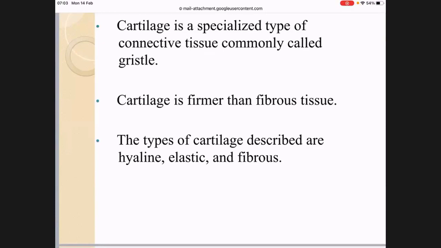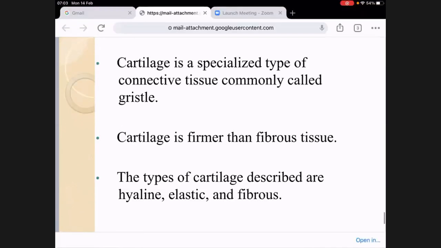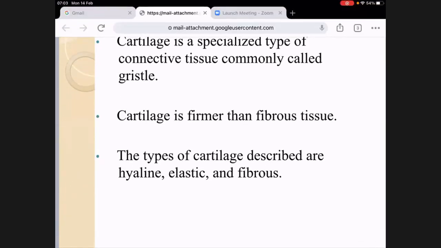So cartilage you find in many places. It's firmer than fibrous tissue. Cartilage is firmer than the fibrous tissue. This type of cartilage is described as hyaline, elastic, and fibrous. These things you study in great detail in your practical.